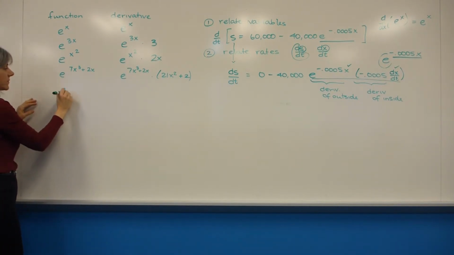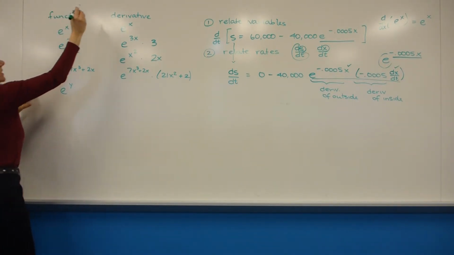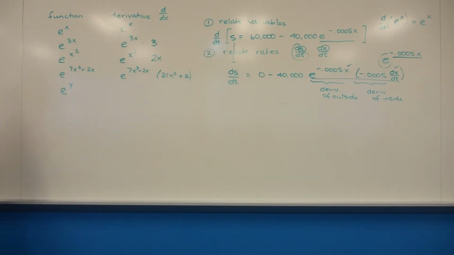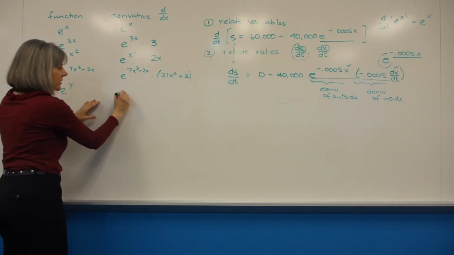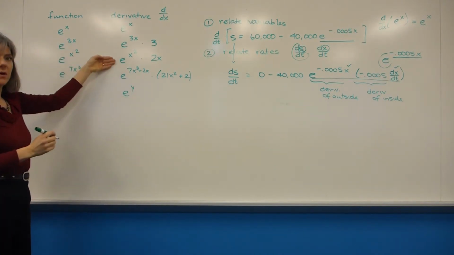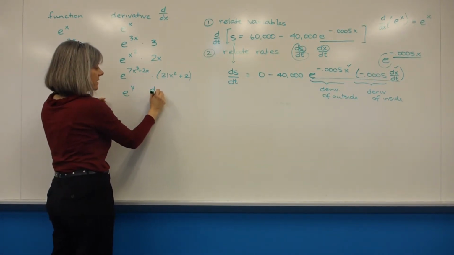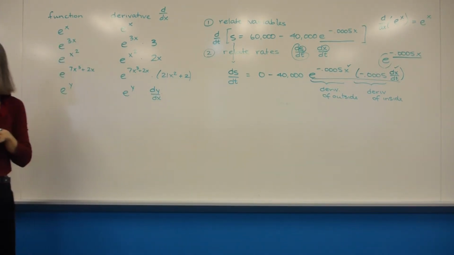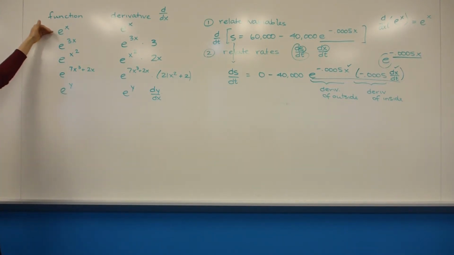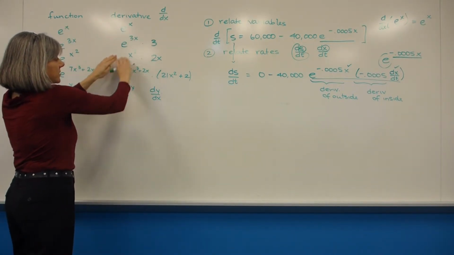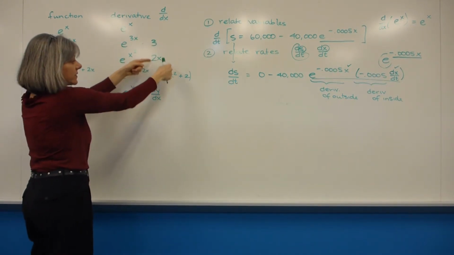Okay, one more. E to the y. I should say that these are all derivatives with respect to x. So now I've changed the variable. It's the same pattern, e to the y. E to the something all the way down, but now I need the derivative of the inside. Derivative of that would be dy dx. So we've gone from a basic through some more complicated ones to implicit differentiation. The pattern is all the same. E to the something, e to the something, e to the something, all the way down, times the derivative of the inside.